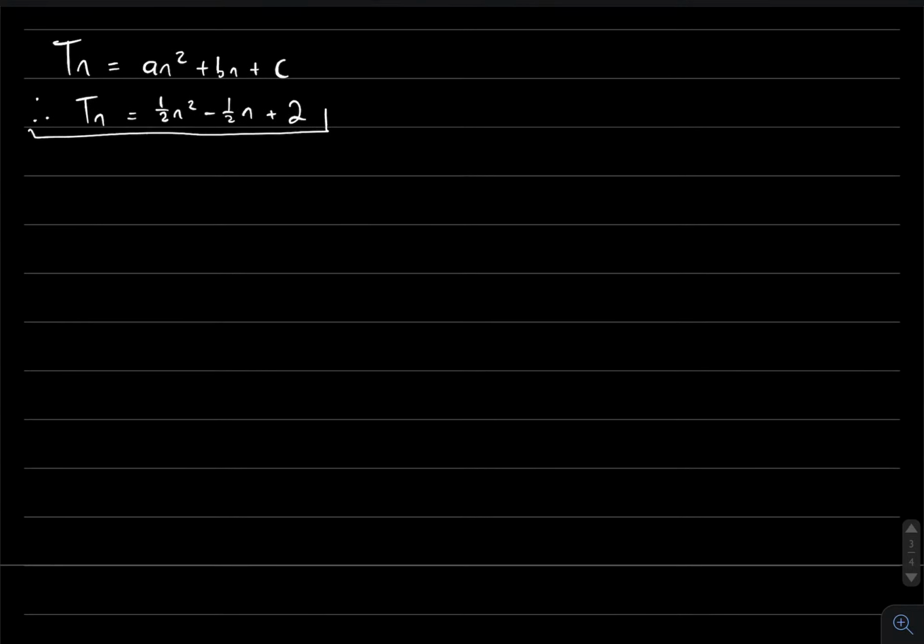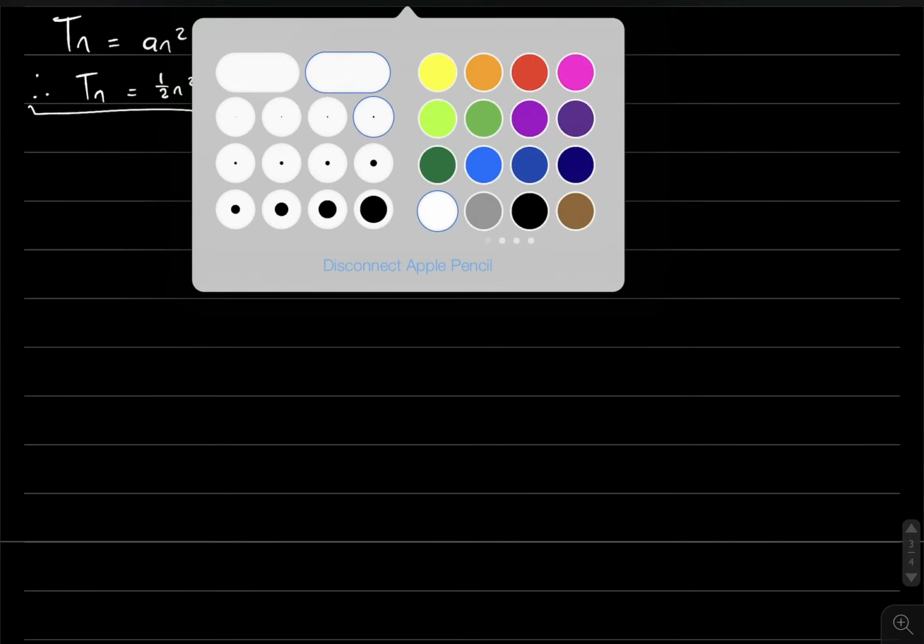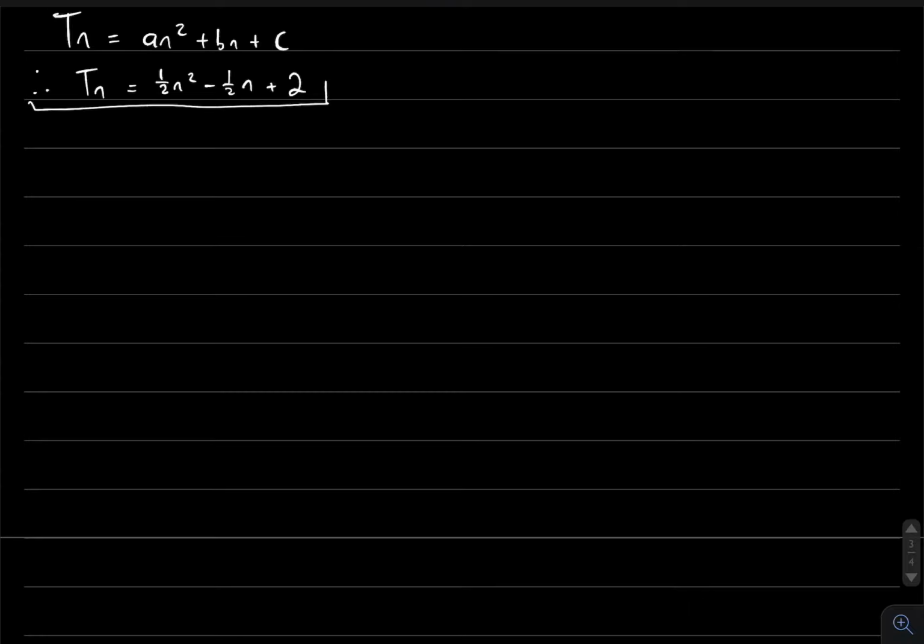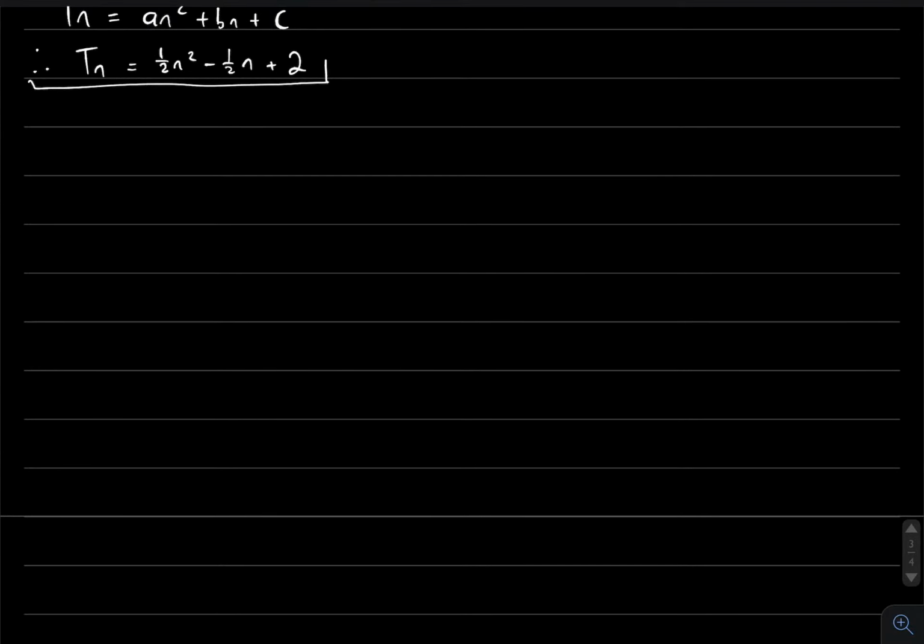Let me just give as quick of an explanation as I can. We don't want to go into too much detail, but I think it might be useful for you to just know where this comes from. So we know that the general term of a quadratic sequence looks like this, an squared plus bn plus c. So t1, the first term, if we substitute 1 into n, we get a times 1 squared, which is just a, plus b times 1, which is just b, then plus c.